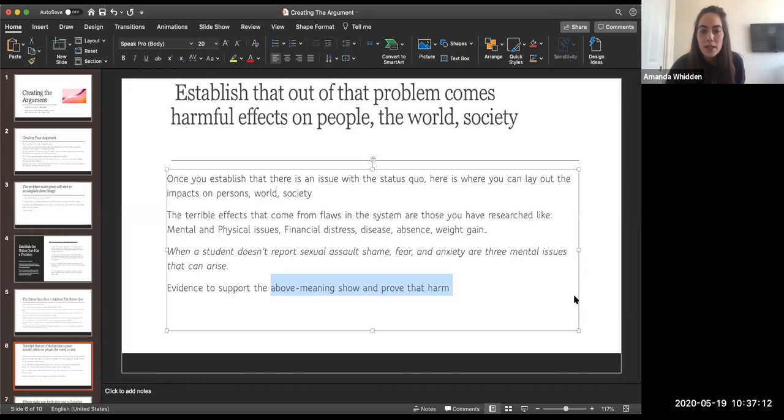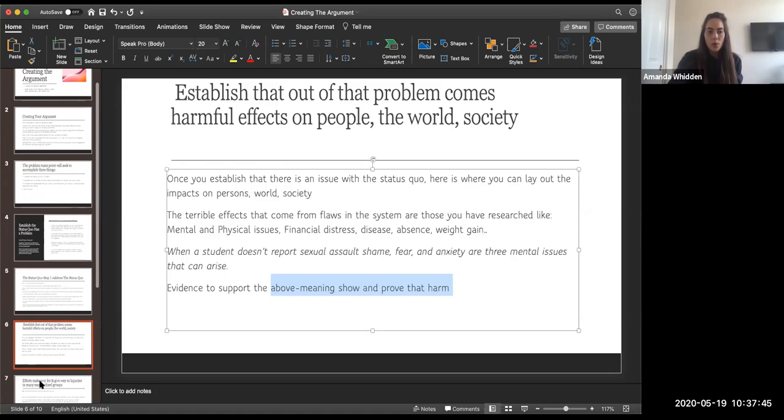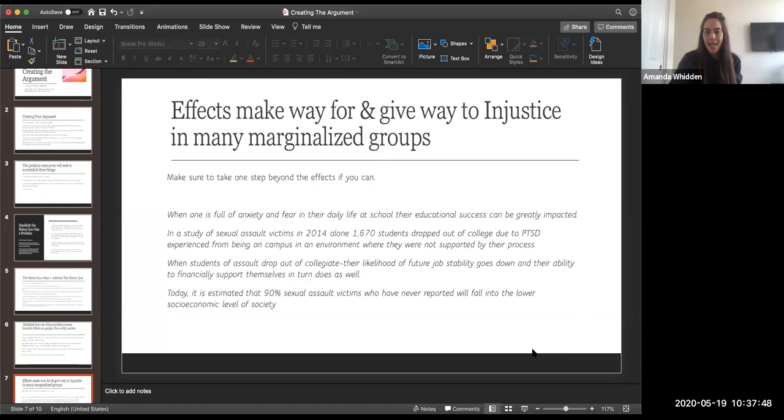Okay, well, very exciting. So let me say this, Daryl. Evidence to support the above means to show and prove that harm. So what we're going to need to do is find evidence that doesn't just say that they have shame, fear, and anxiety. If that's the claim I'm making, I want to show the impacts of that shame, fear, and anxiety. Like what's going on? Is it true that that is happening? So for example, we go on to lay out how this makes sense.